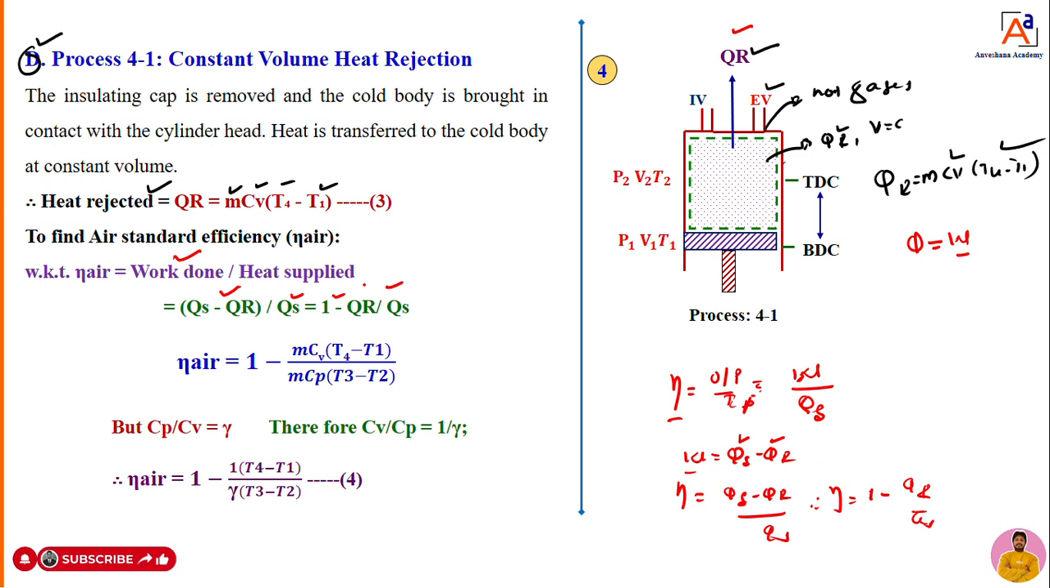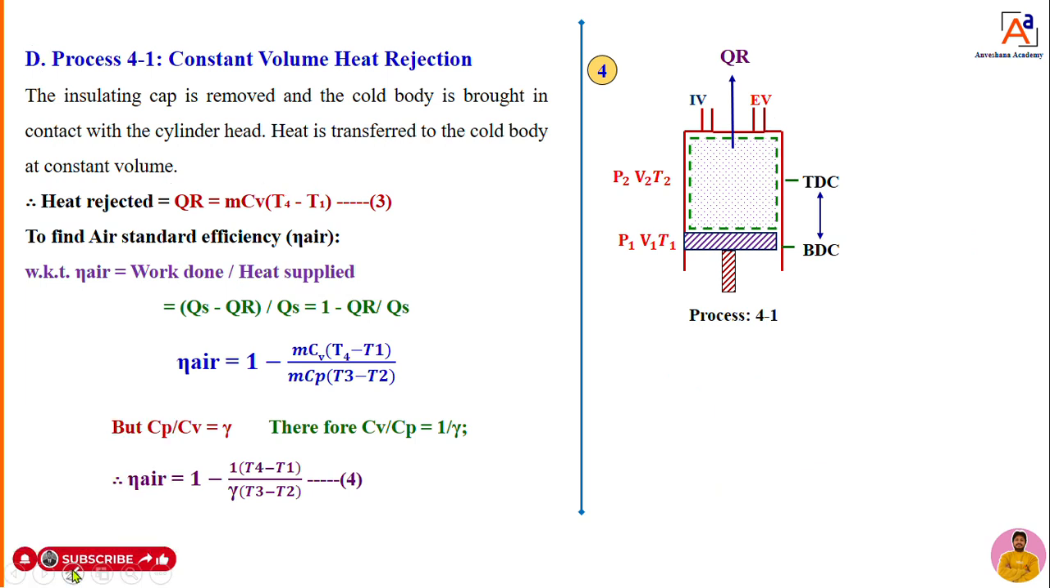Dear students, already I told you what QR is. That QR value we already know. Now you got the efficiency, right? Efficiency of air is equal to 1 minus QR divided by QS. To calculate this efficiency, I should know the values of QR and QS. I should substitute. QR is equal to M into CV into T4 minus T1.